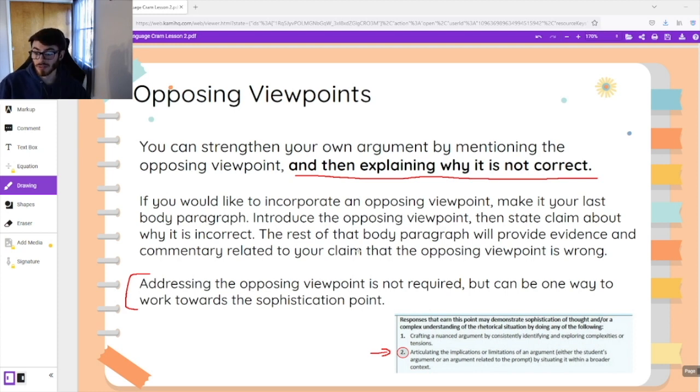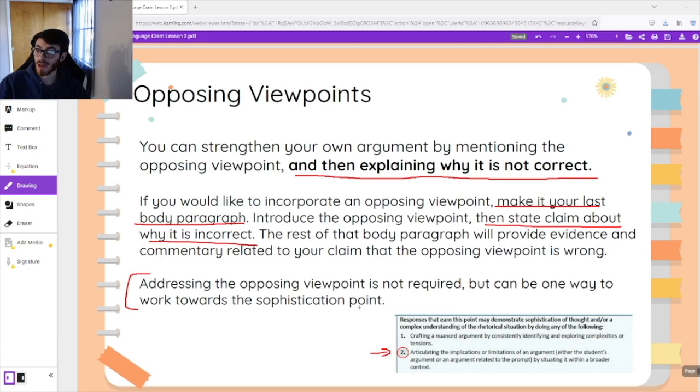If you want to include an opposing viewpoint, the way I would recommend doing it, pretty much the only way I would recommend doing it, is making it your last body paragraph. So have maybe 2 body paragraphs that have claims that support your thesis, and then make the opposing viewpoint paragraph your last body paragraph. You'll introduce the opposing viewpoint at the beginning of that paragraph, right? You might say, like, some people think this, or whatever. And then immediately state a claim about why it is incorrect.